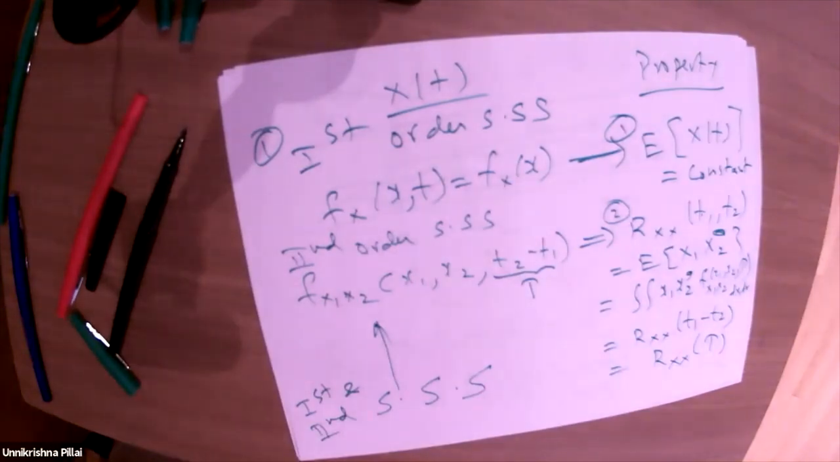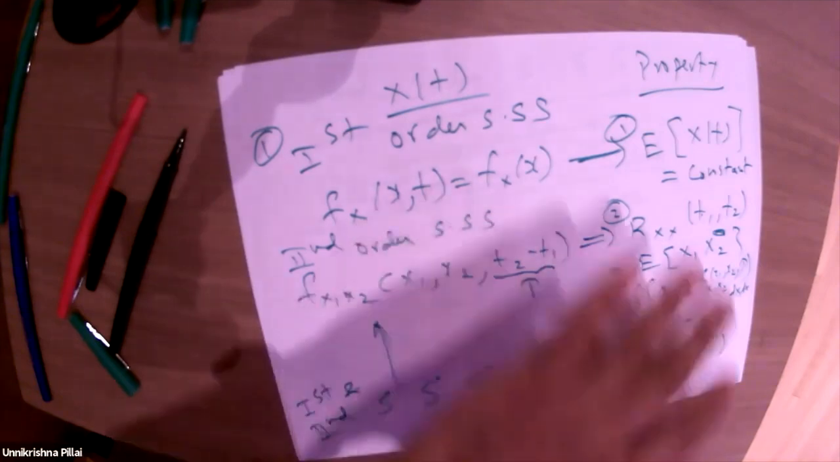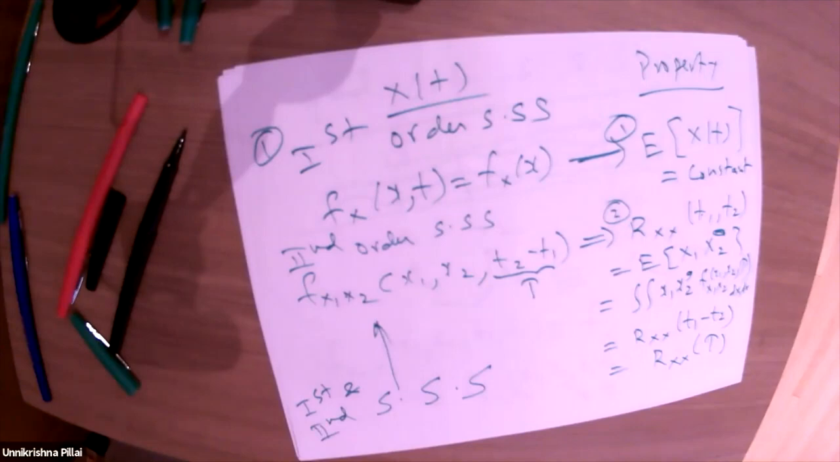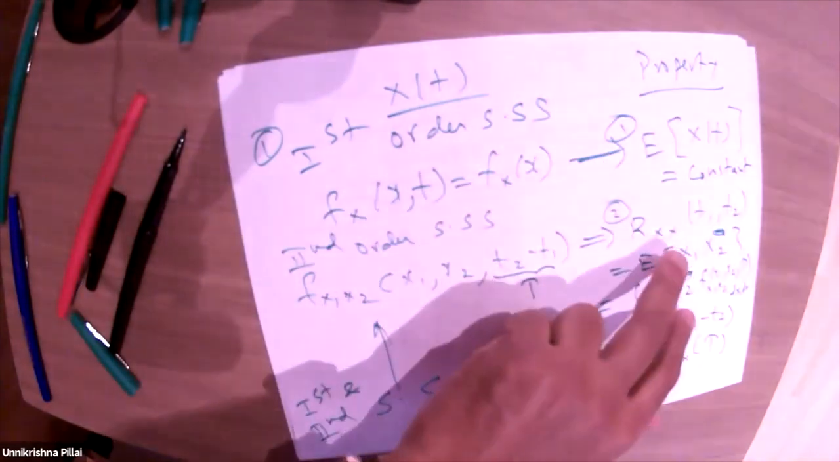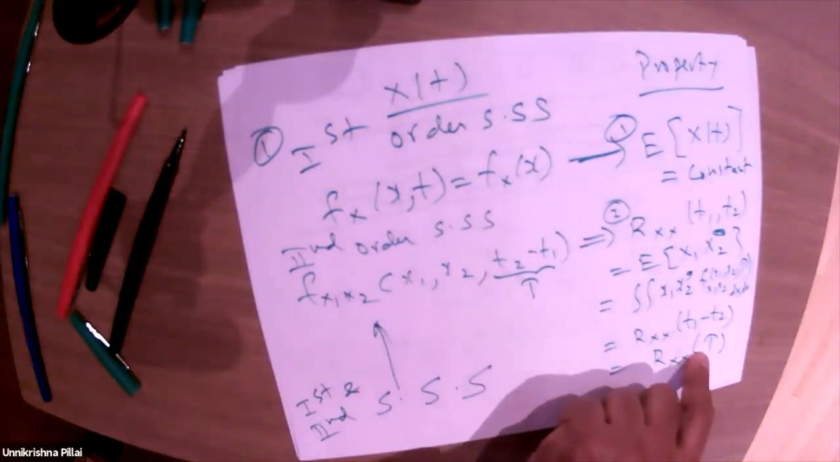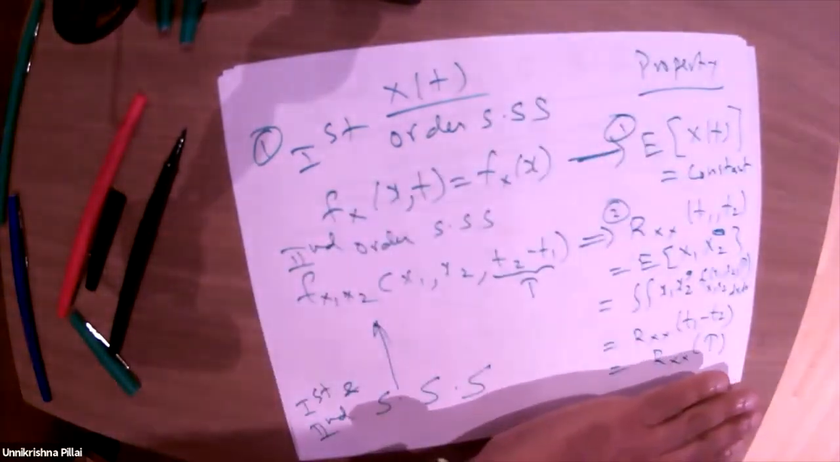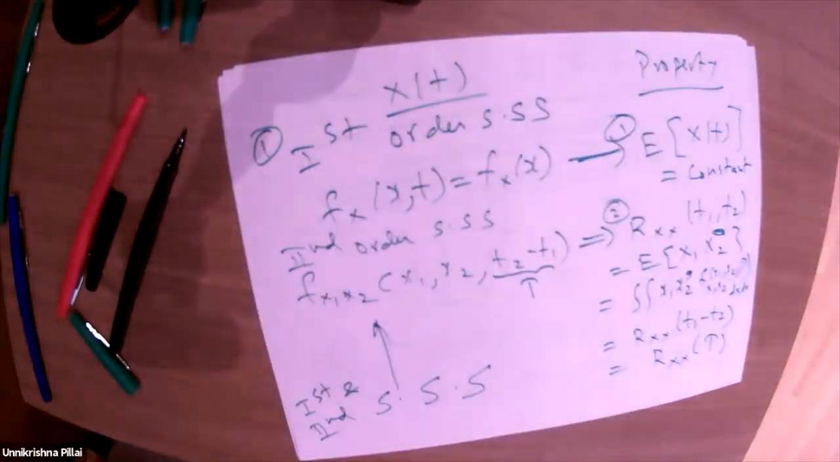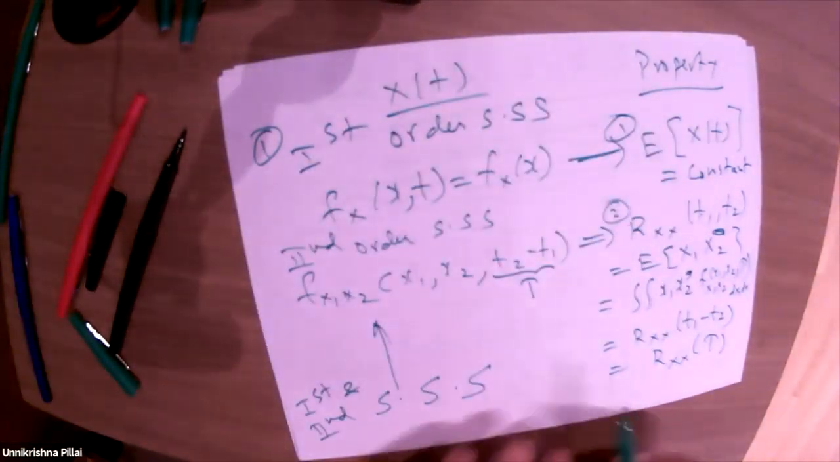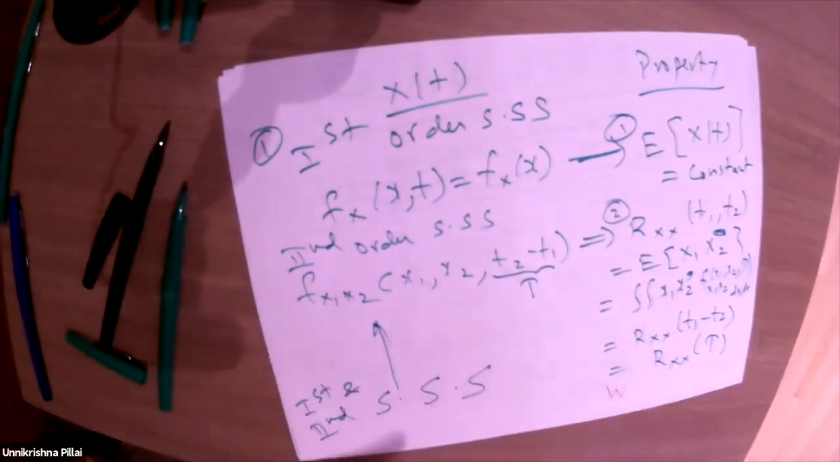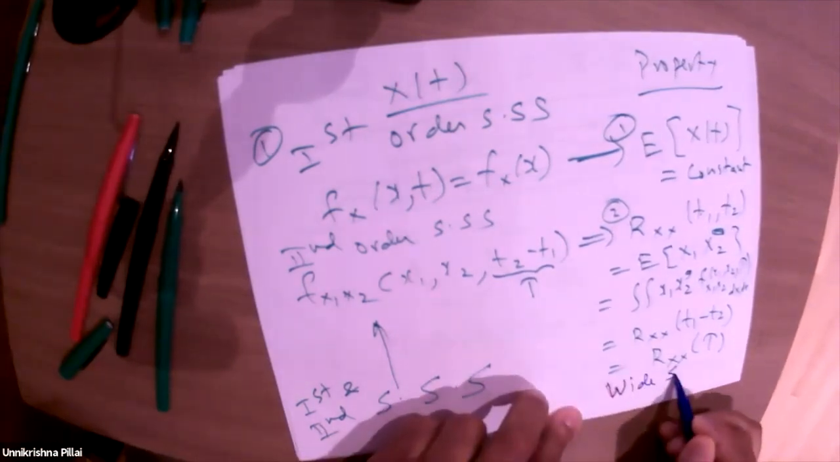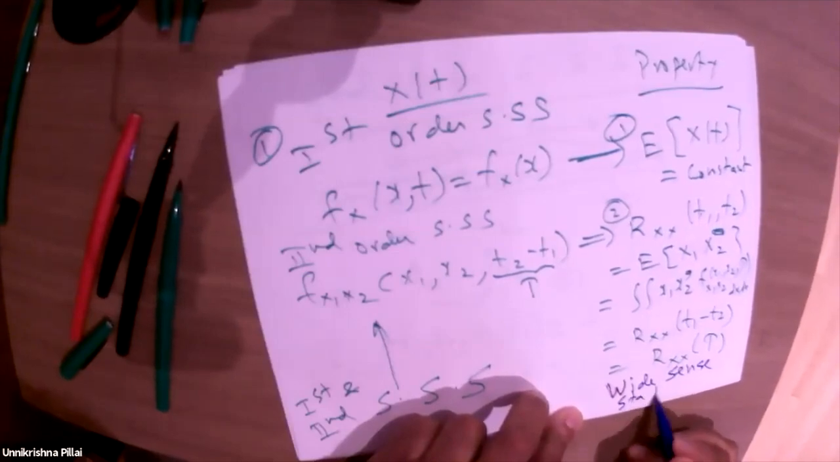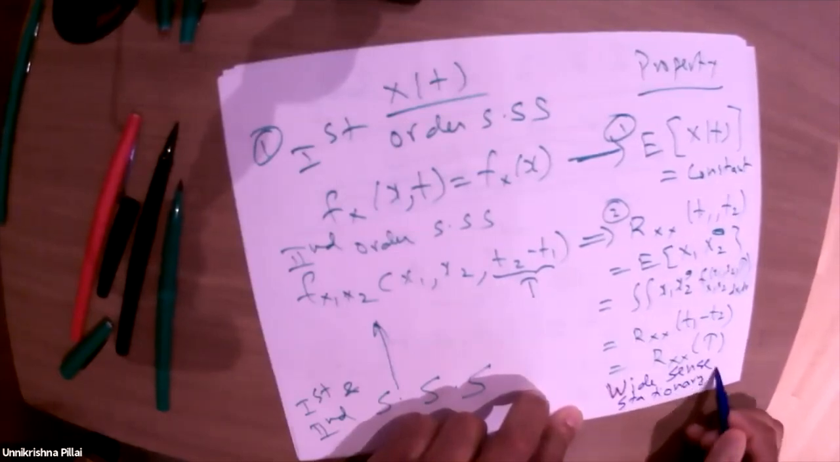So I'm going to create a new concept. Look at the original definition: the mean could be a function of time, which is not the case here. The autocorrelation depends on t1 comma t2, which is not the case here. So this has got more structure. I'm going to use these two properties to define a new concept of stationarity. People usually call it wide sense stationary, or WSS.